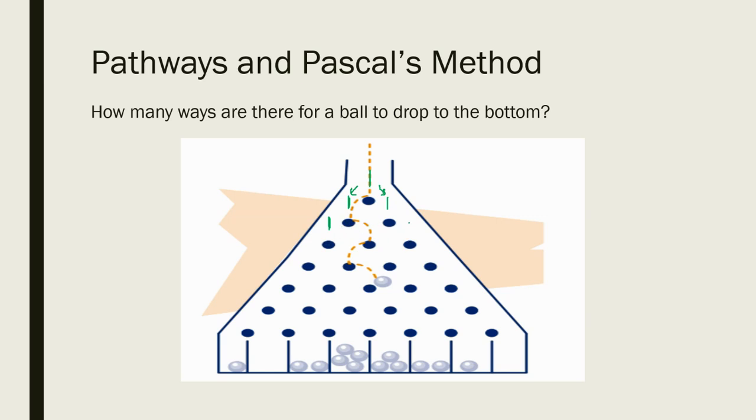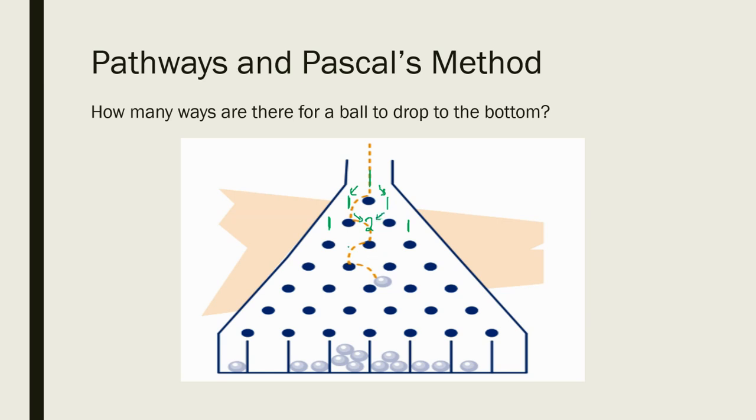There's one way to get there. There's one way to get to the right, like just going right and right. There's no other way a ball can get to that point. But for this middle slot here, there's two ways to come. A ball can go left, right, or right, left, giving two.